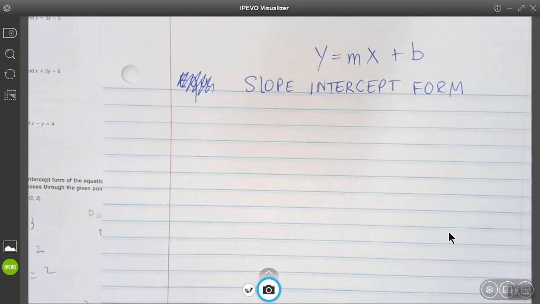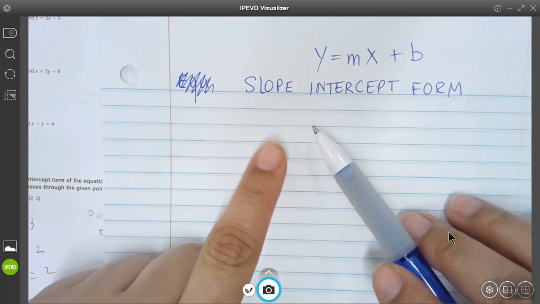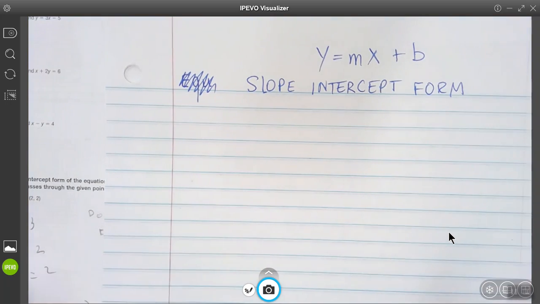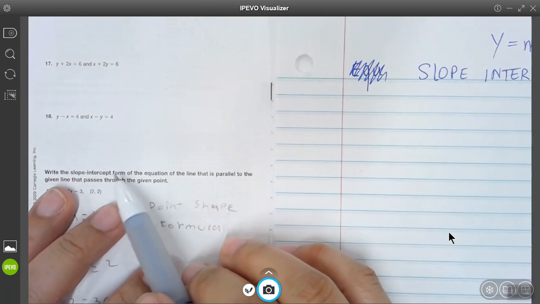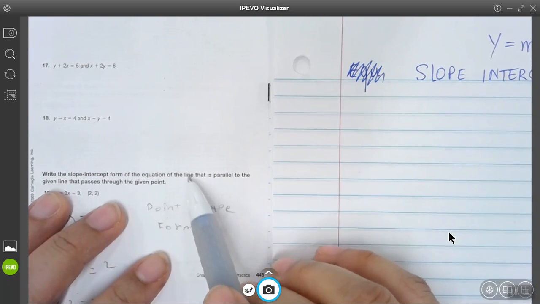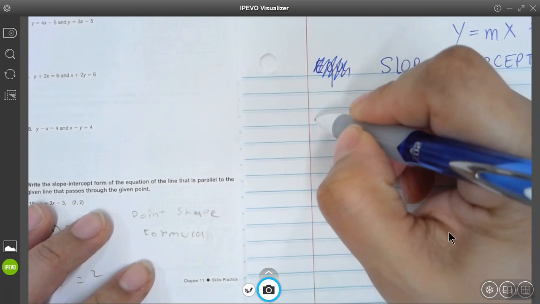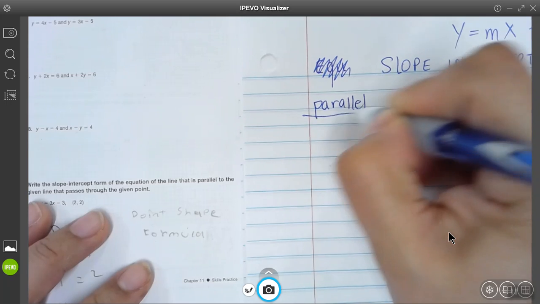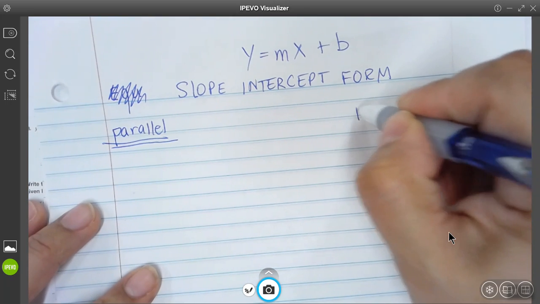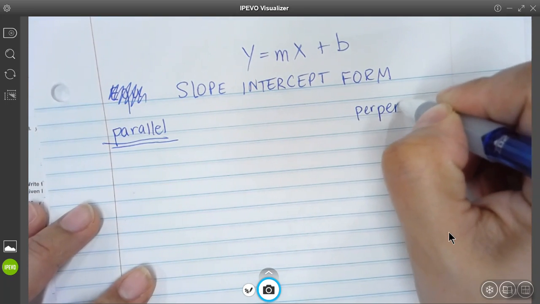Hi, hello students. In this video, we're going to talk about writing the slope-intercept form of an equation. Specifically, writing the slope-intercept form of an equation of a line that is parallel. And I'm going to extend this to the ones that are also perpendicular.